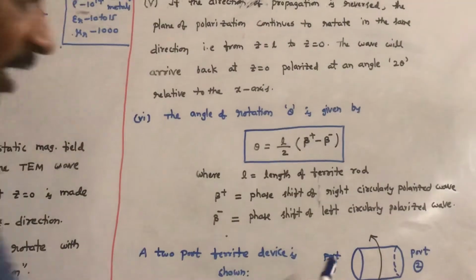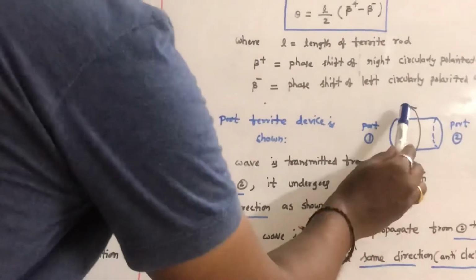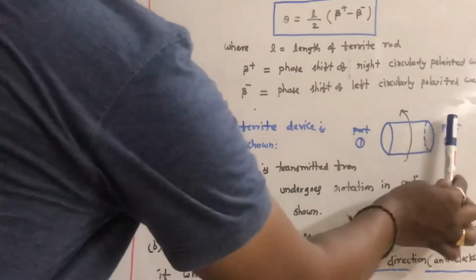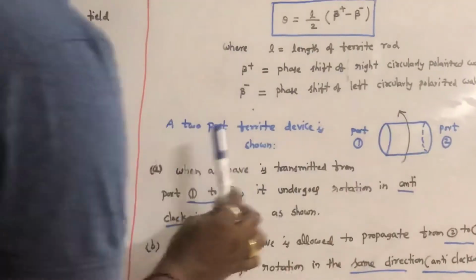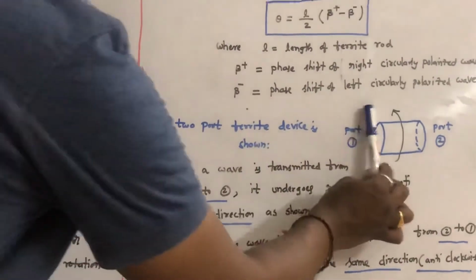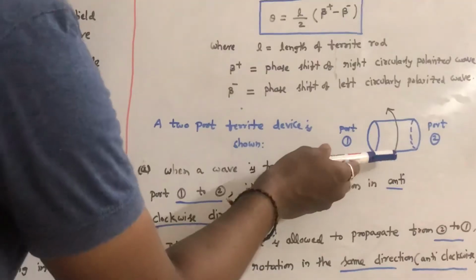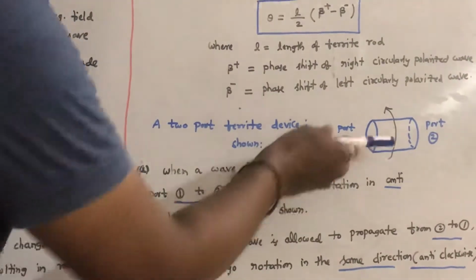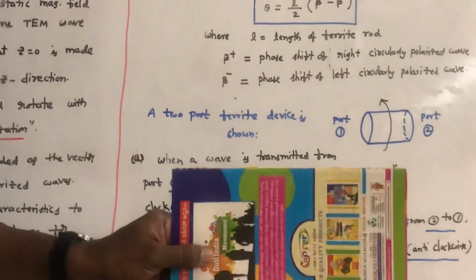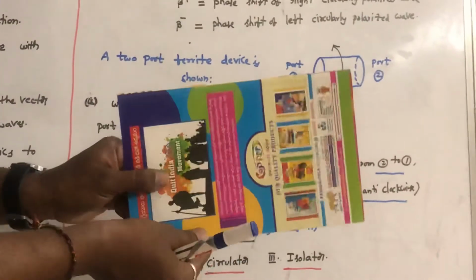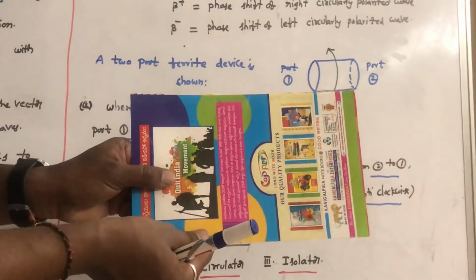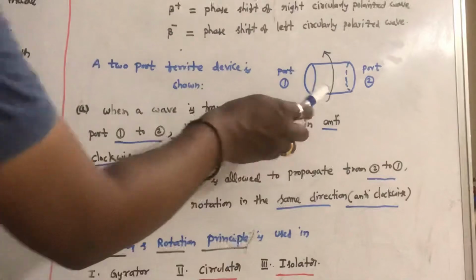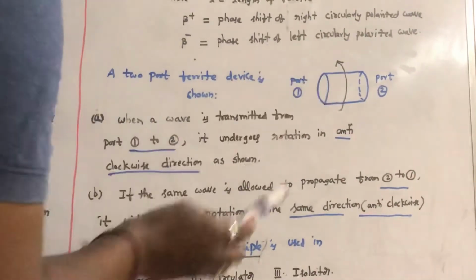Let us consider the last one. Consider here a ferrite device consisting of port 1 and port 2. This is in fact a 2-port ferrite device. Assume that this ferrite material changes the plane of polarization in the anti-clockwise direction. So that is what we have shown.